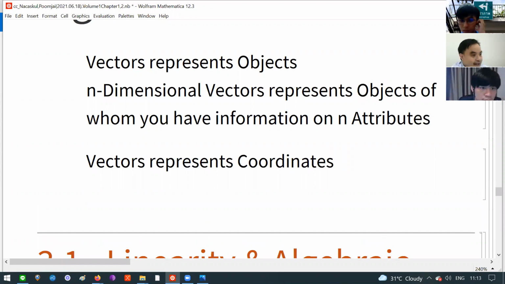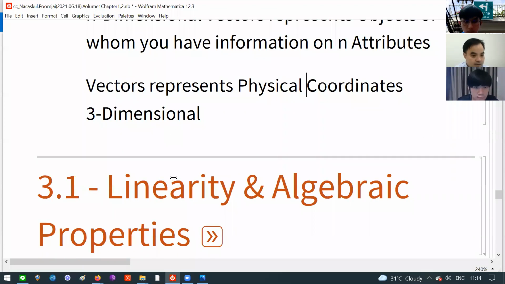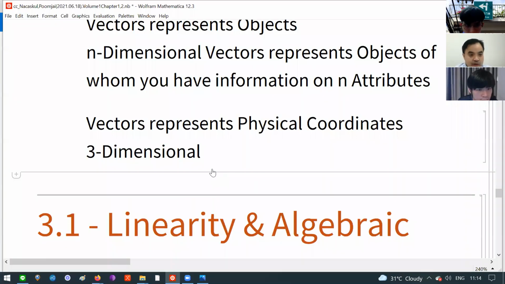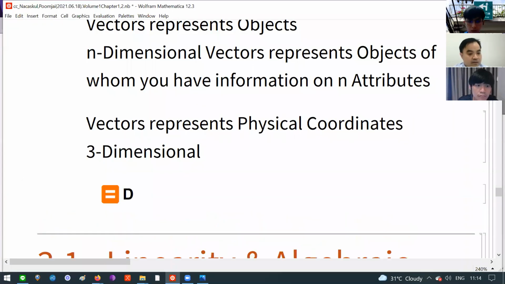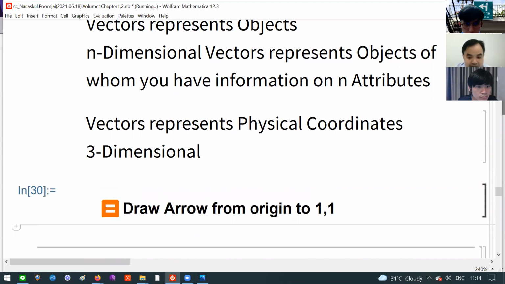You can plot that. So let's think of now. Let's do this. I don't know how to do this. I want to draw, okay, free form input: draw arrow from origin to 1, 1. I don't know if it works. Let's see what Mathematica does.